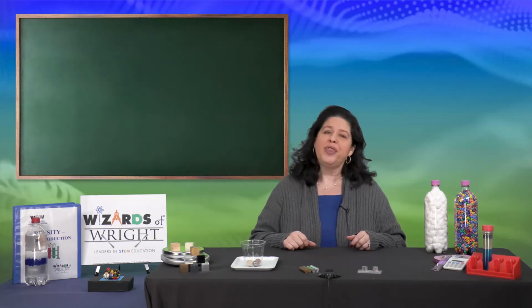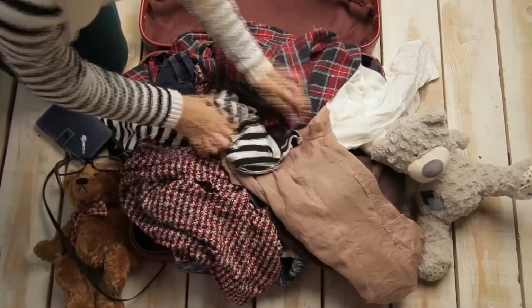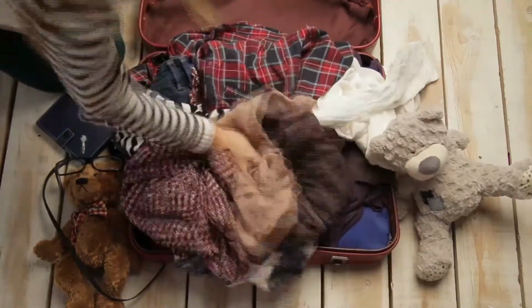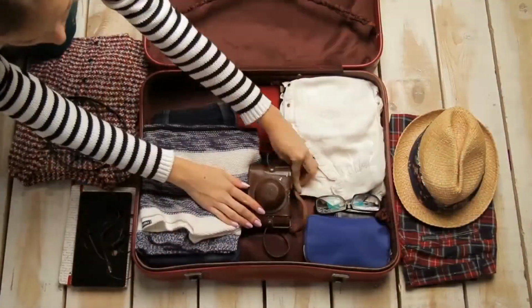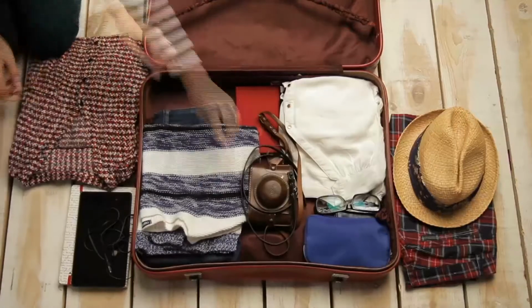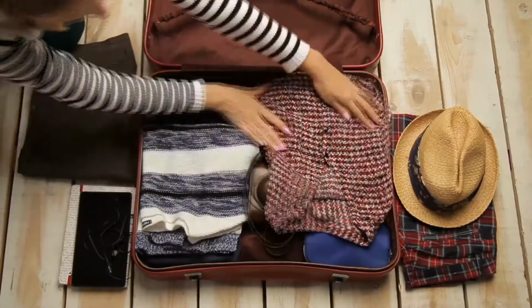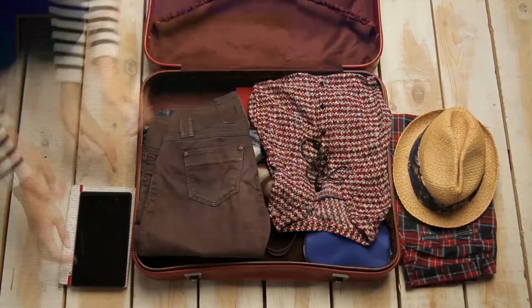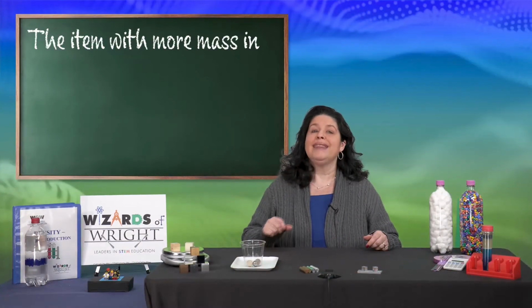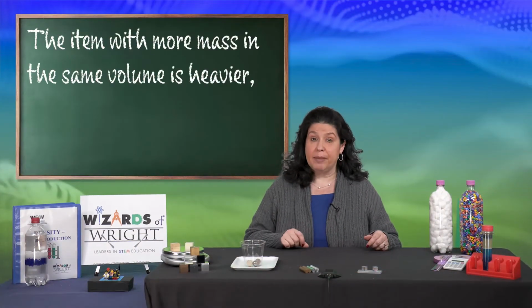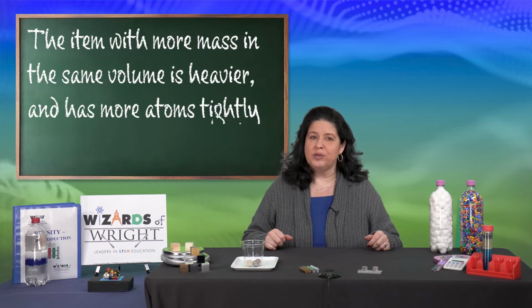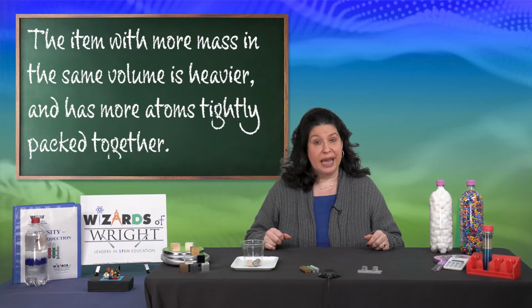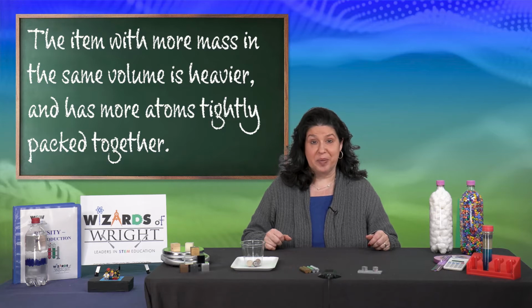For example, think about what it would look like if you packed a suitcase or a toy box in a real messy fashion versus folding clothes carefully. The carefully folded suitcase will hold more clothes, so in the end, it will be heavier. If we think about this scientifically, the item with more mass in the same volume, our carefully folded suitcase, is heavier and has more items tightly packed together.